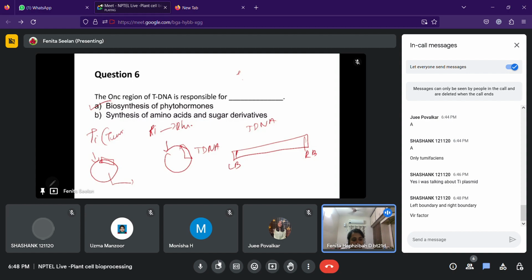So leave now the Ti plasmid. Let's think about your tDNA. Apart from your boundary sequences, what will be there? What are the genes? One is the onc gene. Somewhere we will keep the onc gene, which is responsible for synthesizing your phytohormones. What else will be there?